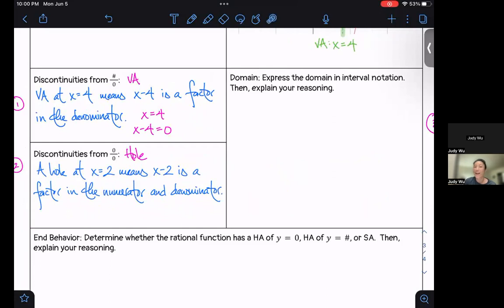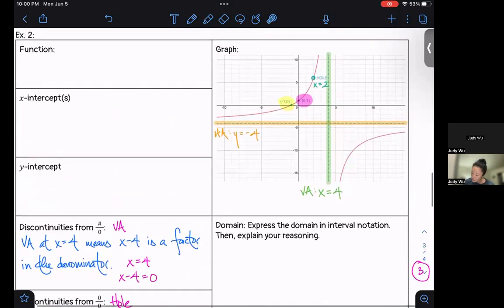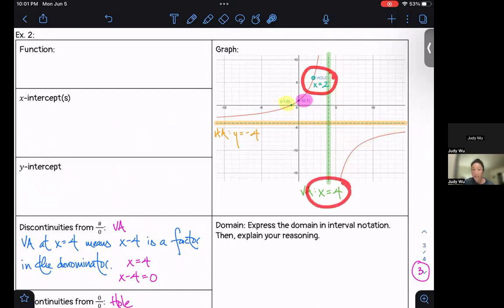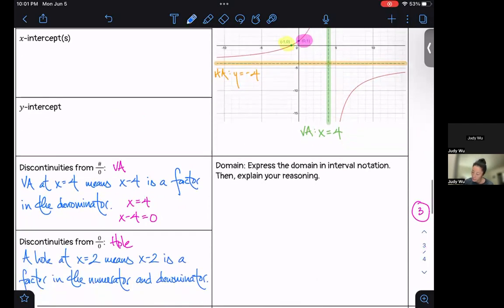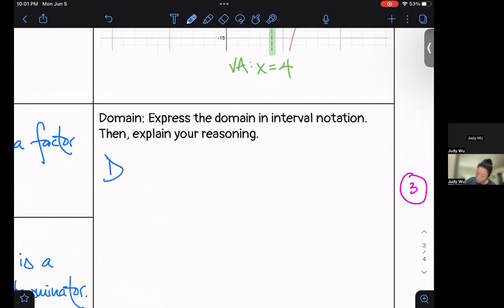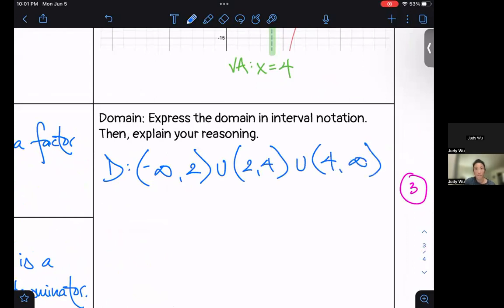It means that we can have all the numbers we want, but we can't have 4, and we cannot have 2, right? And if we look at our picture, we've got all of these values, but not 2. And then we've got all of these other values, but we're missing x equals 2 and x equals 4, right? So our domain, we would say, is from negative infinity to 2, in union with 2 to 4, in union with 4 to infinity, okay?